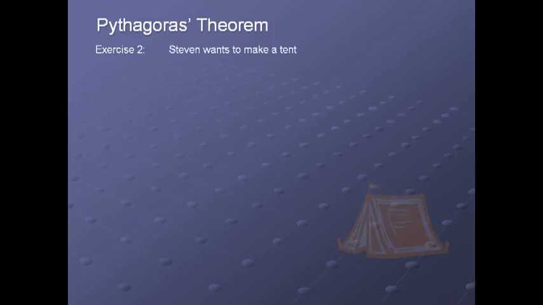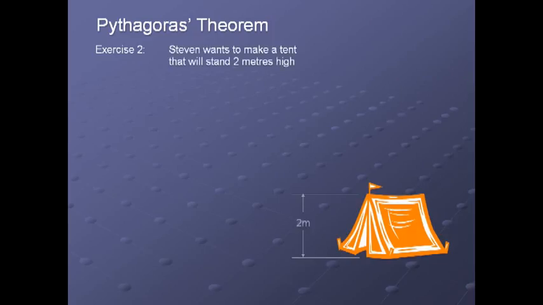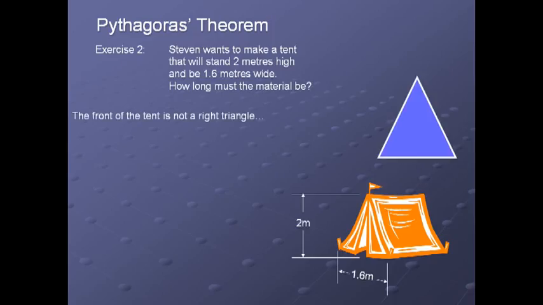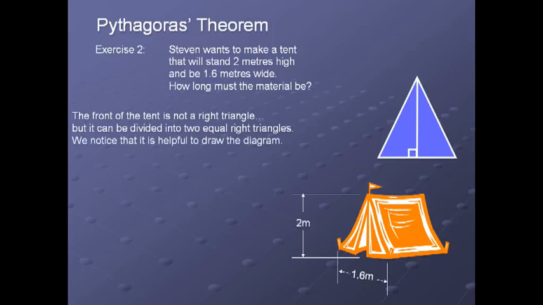Exercise 2. Stephen wants to make a tent that will stand 2 metres high and be 1.6 metres wide. How long must the material be? The front of the tent is not a right triangle, but it can be divided into two equal right triangles. We notice that it is helpful to draw a diagram. The material needs to be twice the length of the hypotenuse.